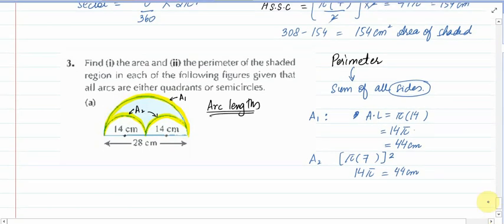Now the perimeter. Perimeter says sum of all sides. So you need to add these two sides. So 44 plus 44 is equal to 88 centimeter. That is the perimeter of the shaded portion, right?